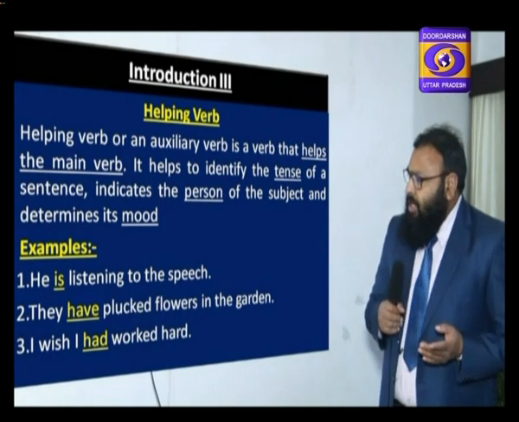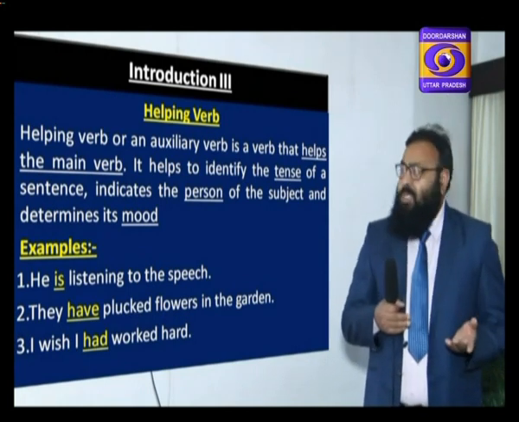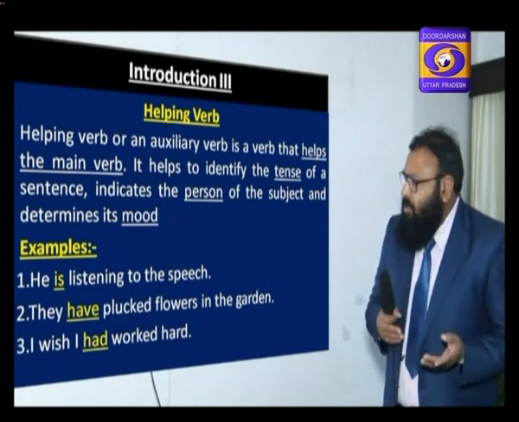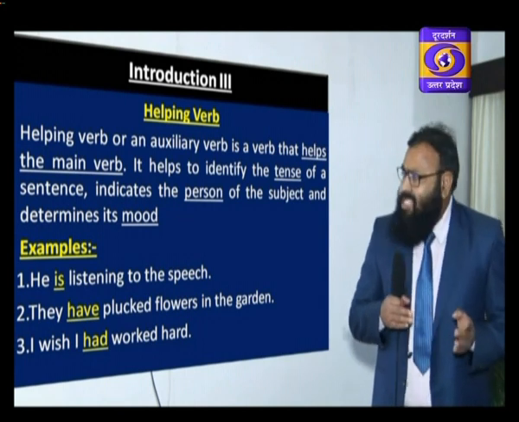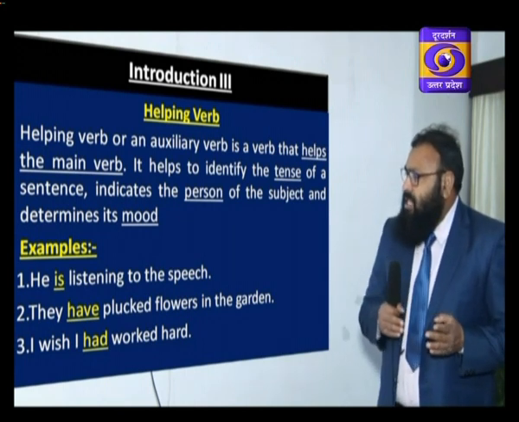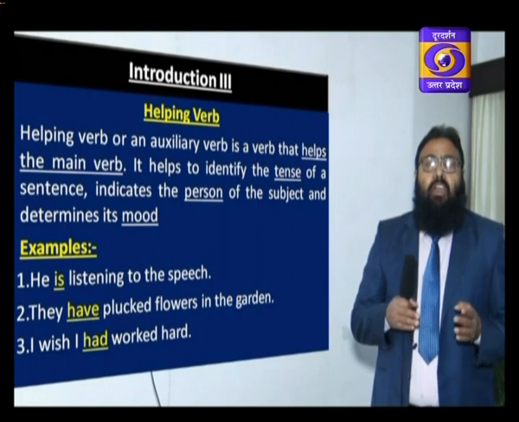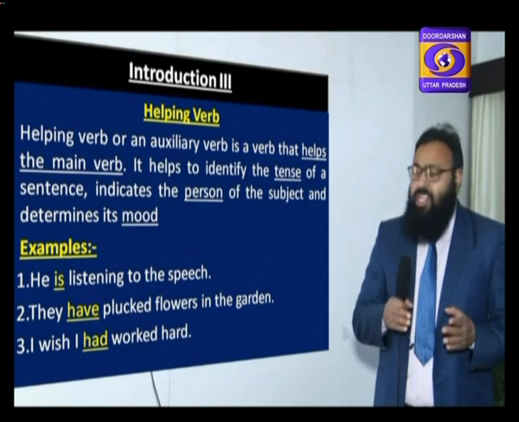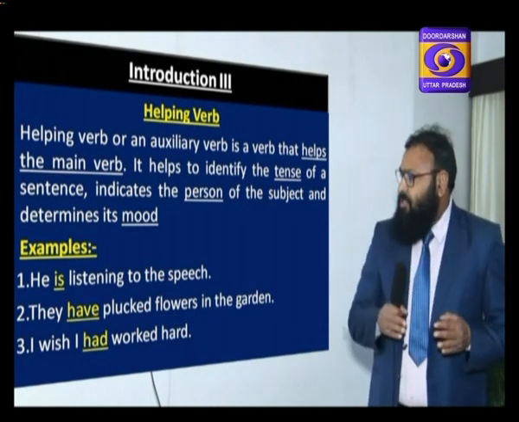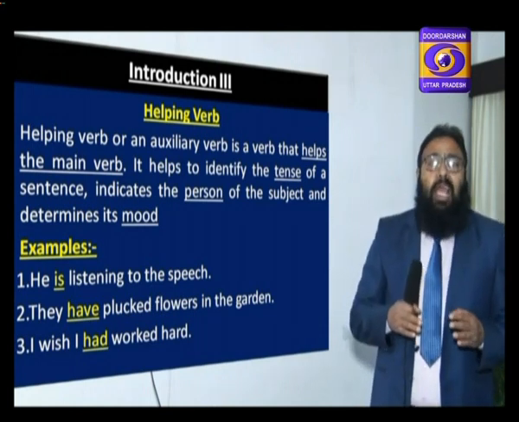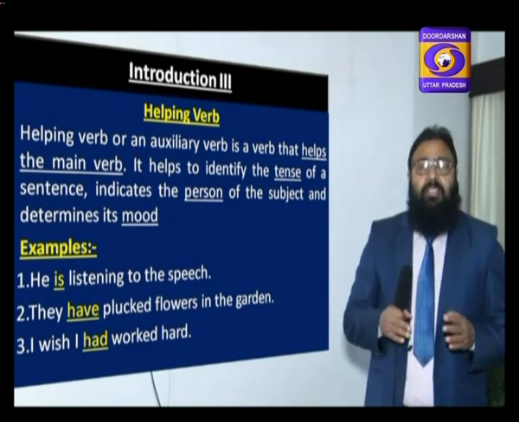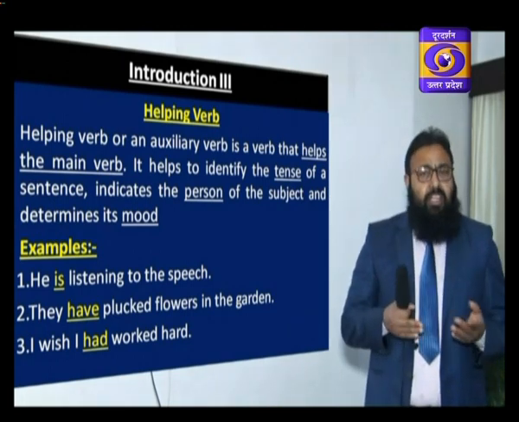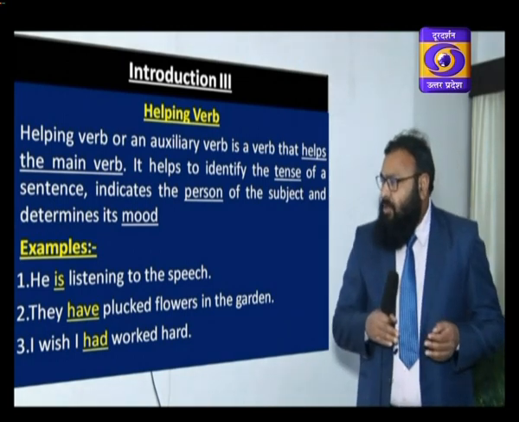Examples are: He is listening to this speech. Now here is is a helping verb because it is telling us that the sentence is in the present and it is continuing. So this is a present continuous sentence, and is also helps us to identify that the subject is singular and it is in the indicative mood.